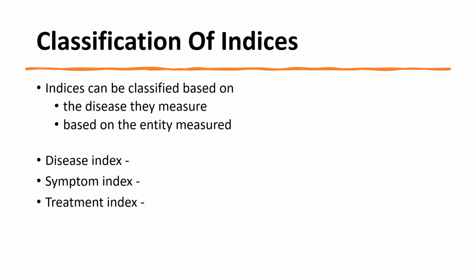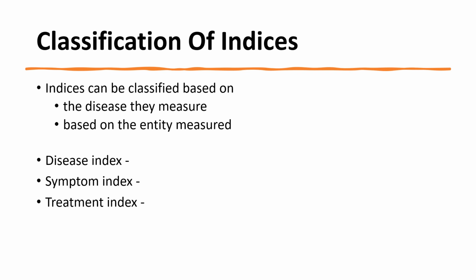So now, before we close, indices can also be classified based on the kind of disease they measure, the symptoms that they detect, and the treatment. Okay, so we have the disease index, the symptom index, and the treatment index. The diseases they measure, you can use that to classify an index. So that is why you have the periodontal index and the calculus index, because I am talking about specific things. So that is another kind of classification. We'll talk about this kind of classification when we are doing part 2 of this dental indices.